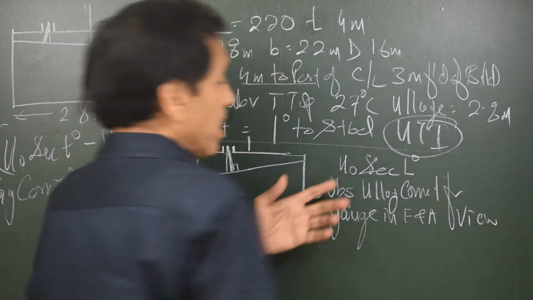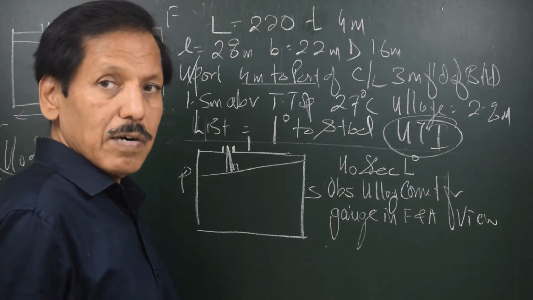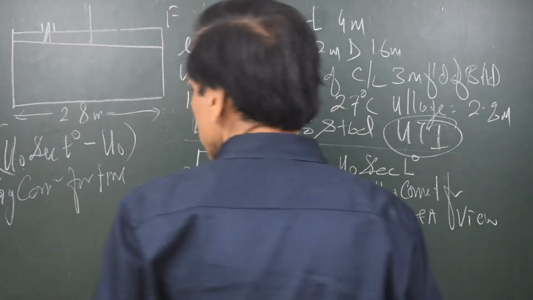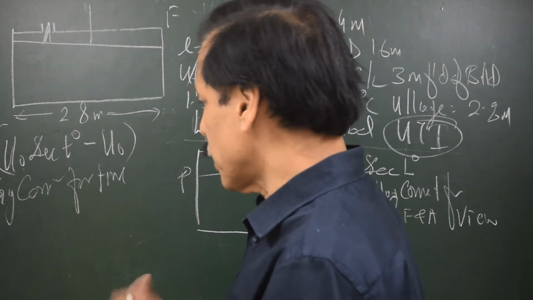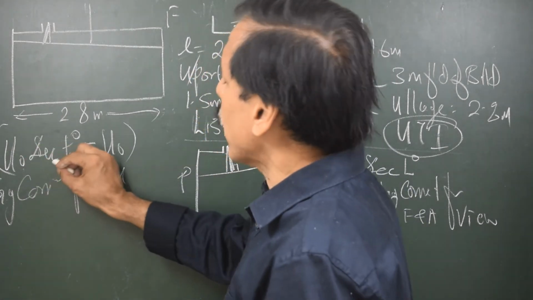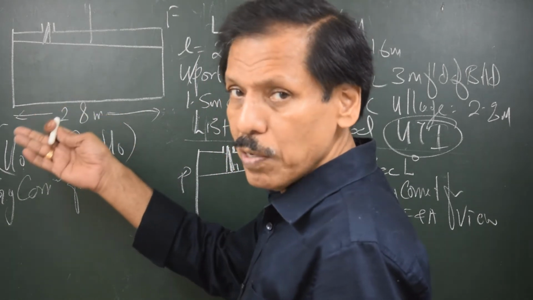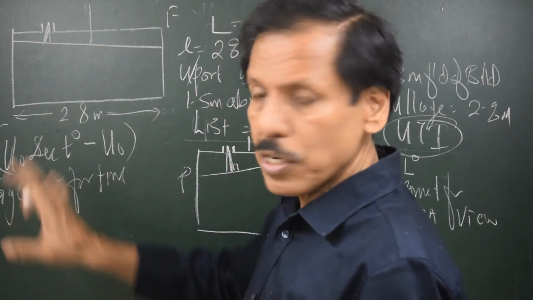So once again, this is observed allege corrected for the gauge for list, and this one is just the correction part, not the original allege. This is just the correction part. That's why I have written u0 sec trim angle, which is a quantity more than u0, so I must subtract u0. So this is just the correction part.